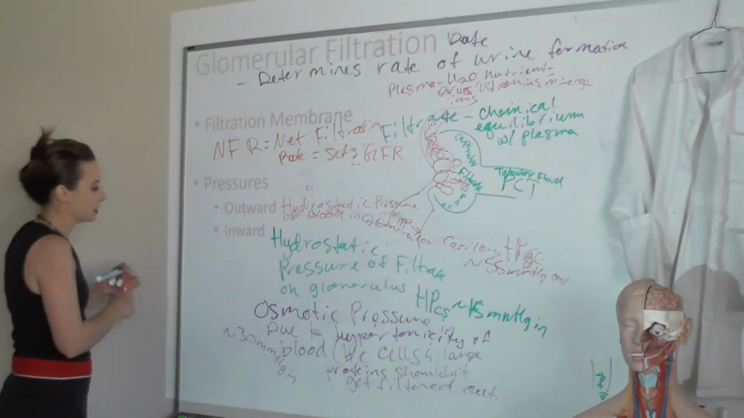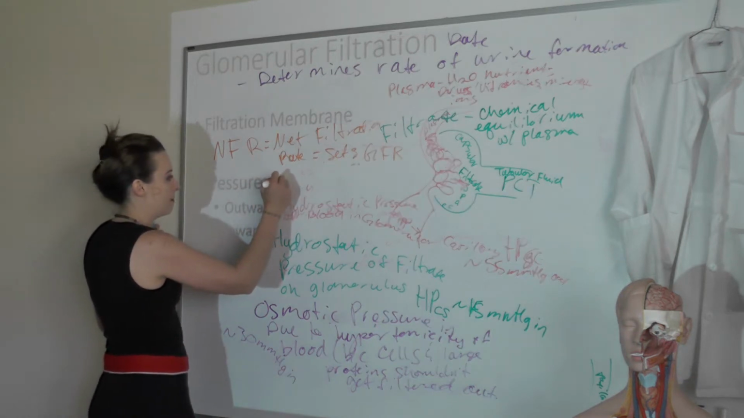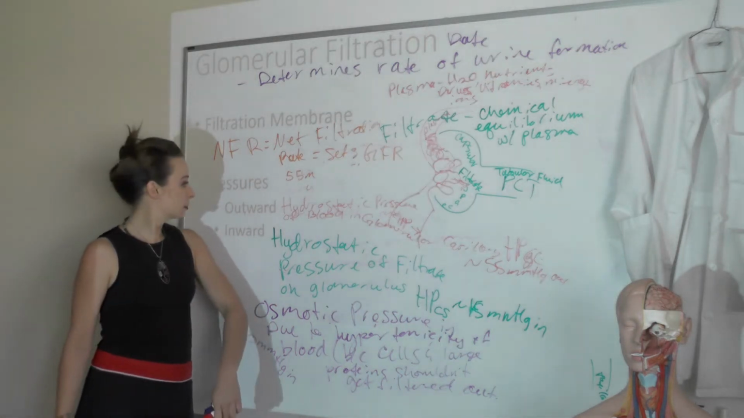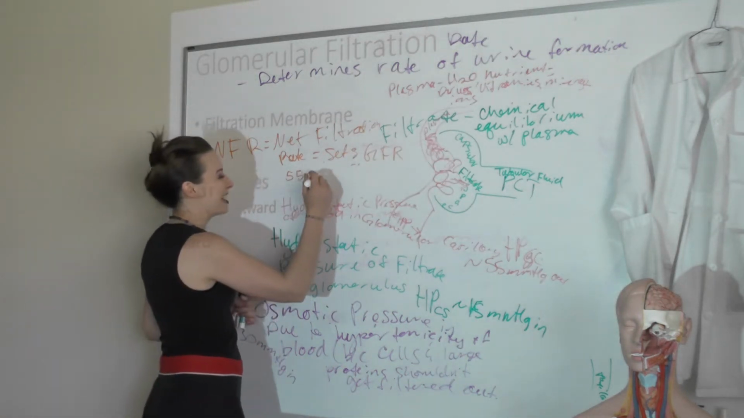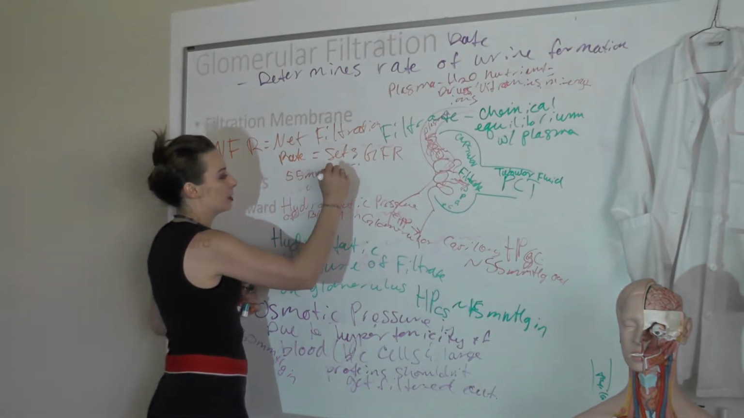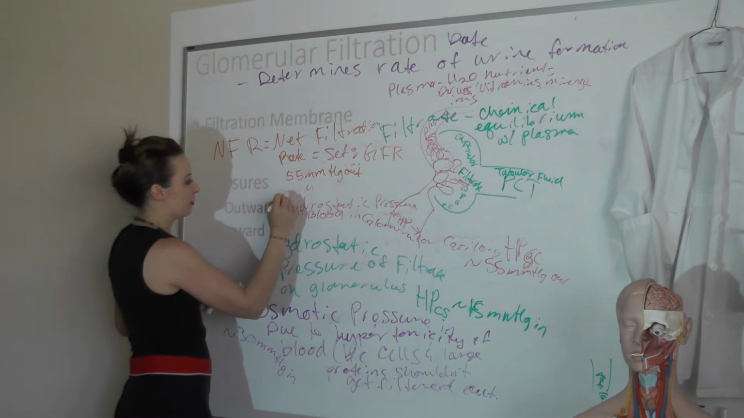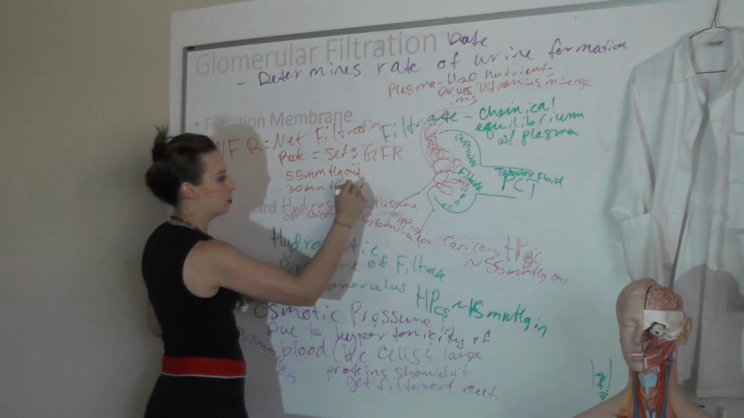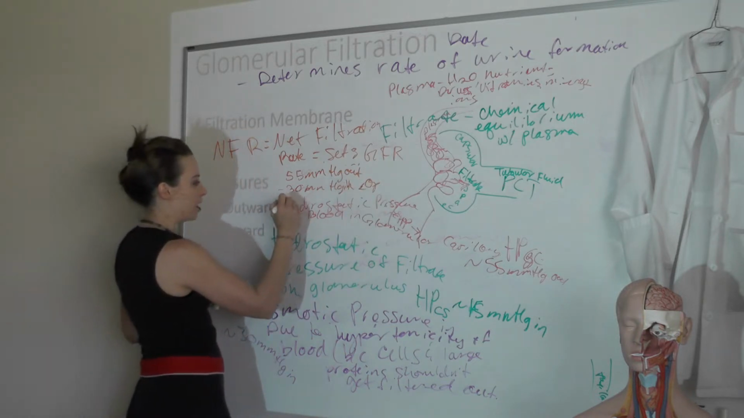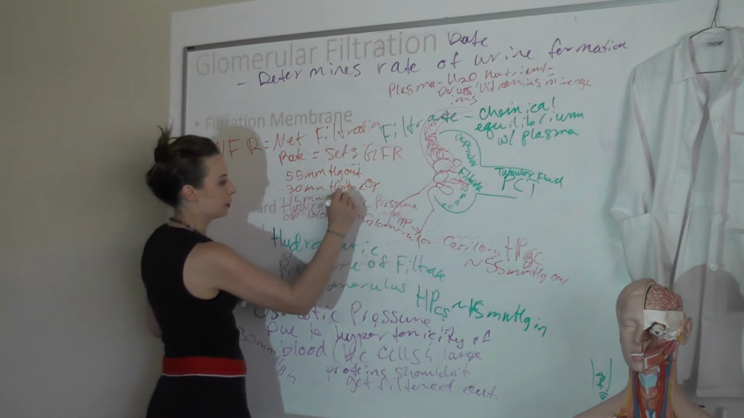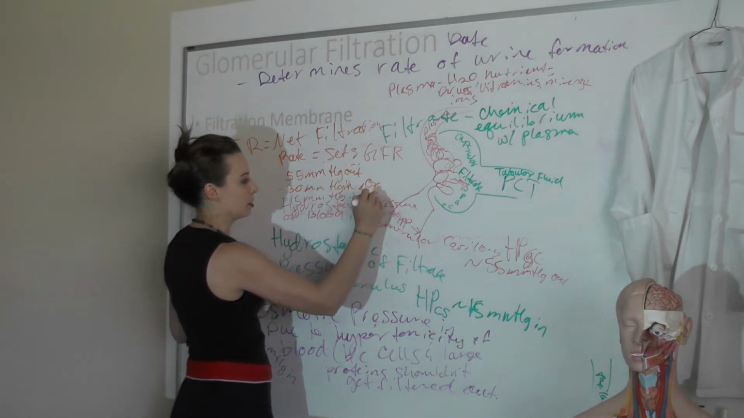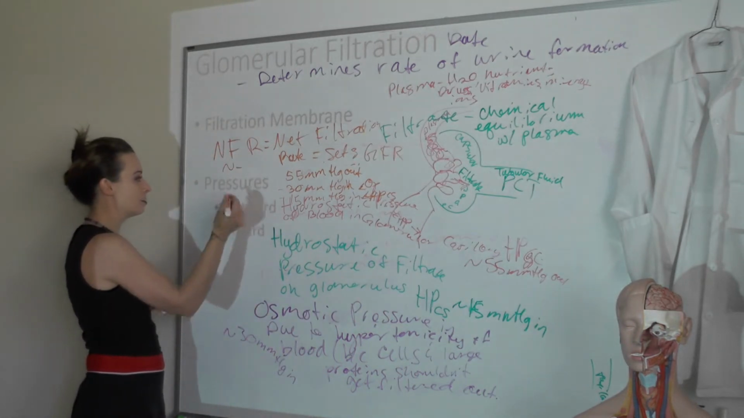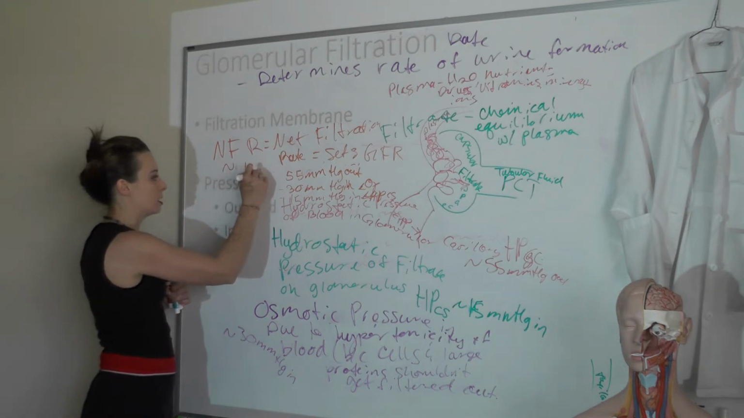So what did we have? We said we had an outward pressure of around 55 millimeters of mercury out. And then we've got around 30 millimeters mercury in due to osmotic pressure, and we have around 15 millimeters of mercury in due to hydrostatic pressure of the capsular space. So our net filtration rate is around 10 millimeters mercury out.